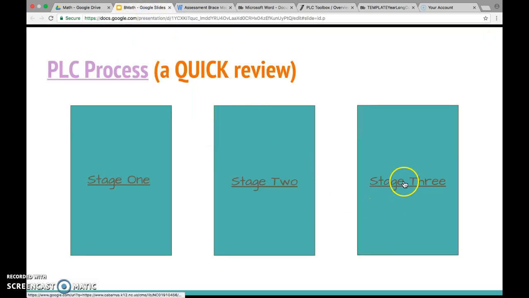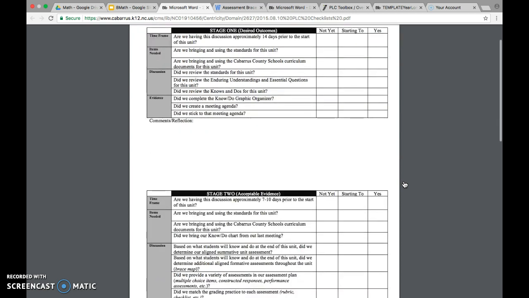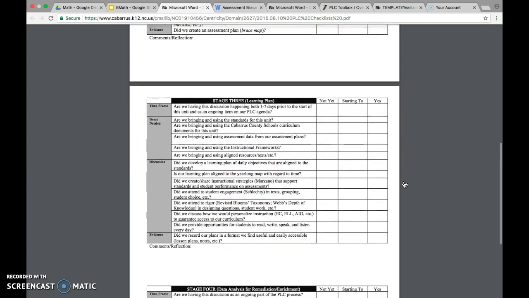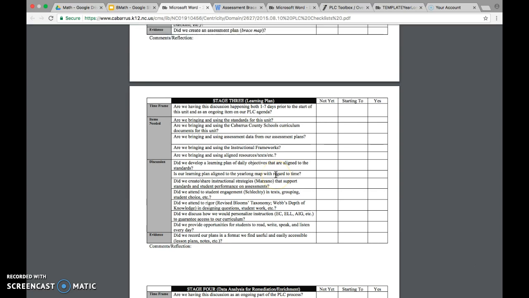The final stage, this is the stage where we tend to spend most of our time. It's the discussion of the learning plan. On our UBD documents, you won't actually find lesson plans, but what you will find are resources. This is our PLC checklist. All 4 stages of the PLC conversation are on here, but for Stage 3, when you're looking through our curriculum documents and you're looking for resources that will help guide your instruction, this will help you make sure that you're attending to specific things for that stage.